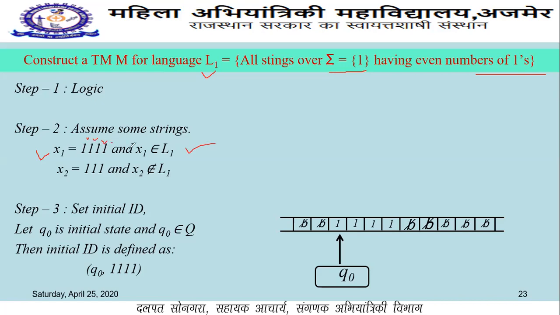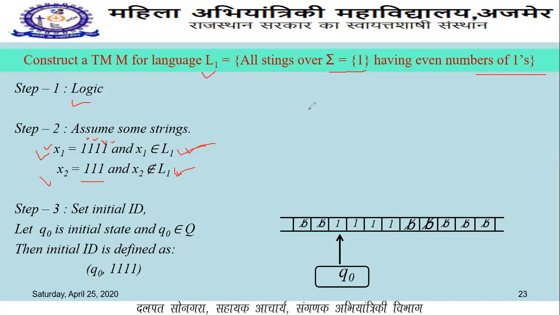There are 4 ones. So this string x1 belongs to L1, and this string x2 has 3 ones, so therefore this x2 does not belong to L1. Okay. Now we think of a logic. Of course, this is very simple logic. We know in any string of ones only, the number of ones, or occurrence of one, is an alternating sequence of odd and even, and that starts with an odd number of ones. After that, an even number comes after odd, and so on, like this.